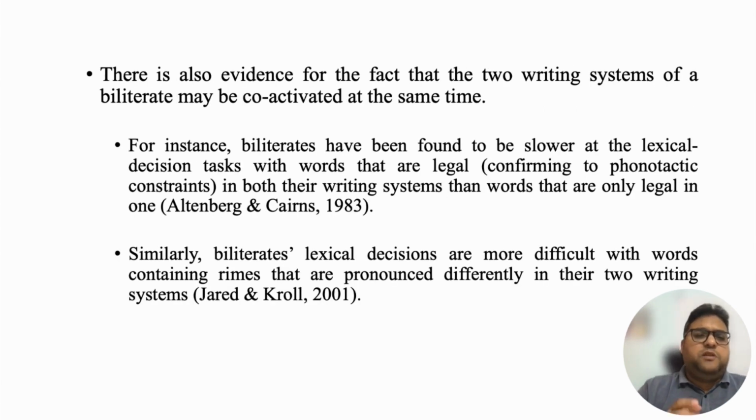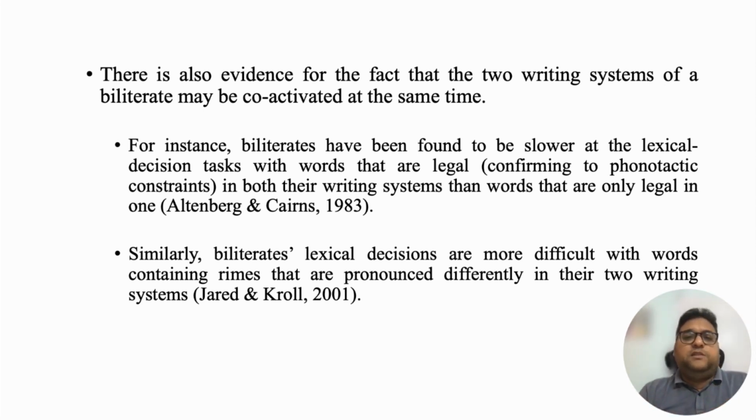Finally, there is also evidence for the fact that the two writing systems of a biliterate may be co-activated at the same time. Again, we have talked about co-activation several times in this course, and we know that both writing systems are active at the same time because they are both available for consideration, they are both available for being read aloud, and so on.